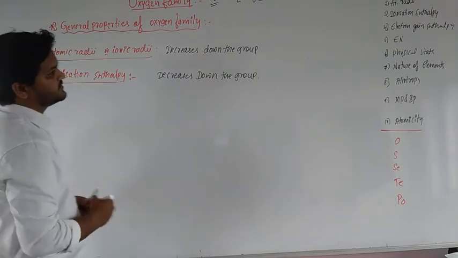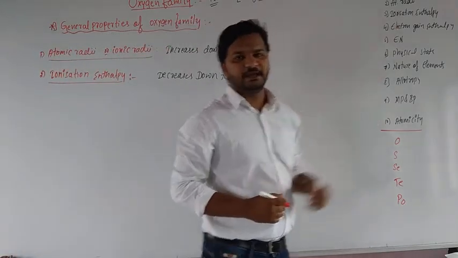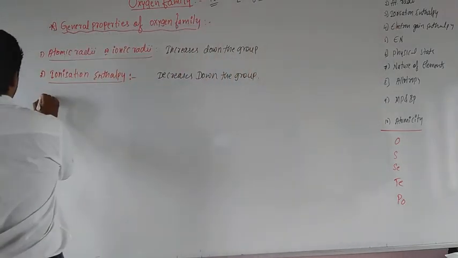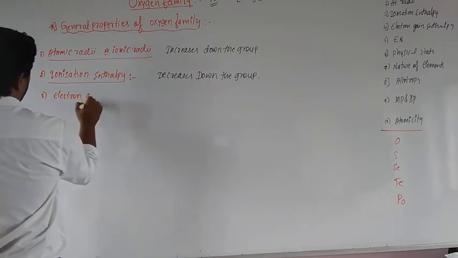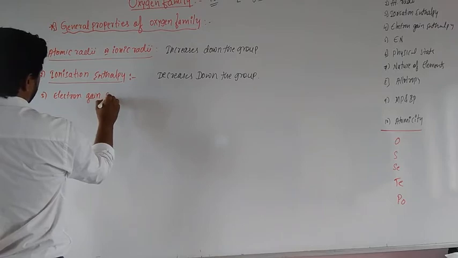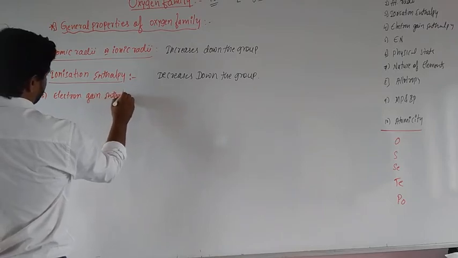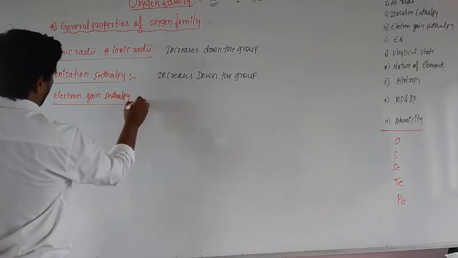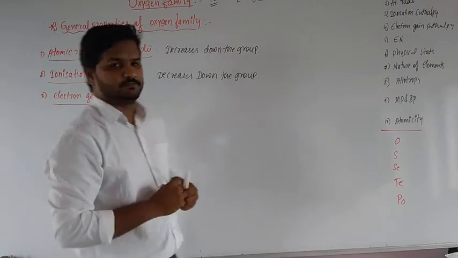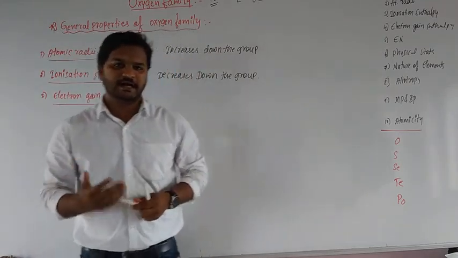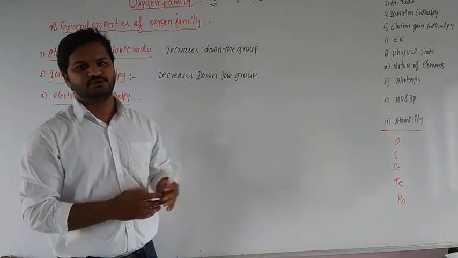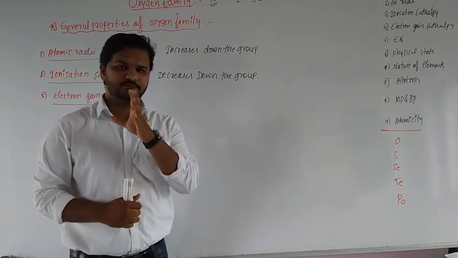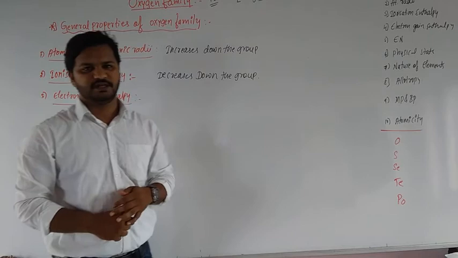And next one, students, electron gain enthalpy. In the oxygen family, sulfur has the highest negative value as compared to oxygen, due to the compact size of the oxygen atom.